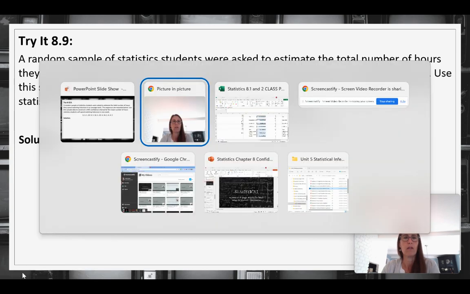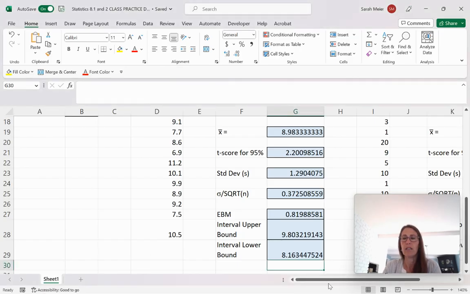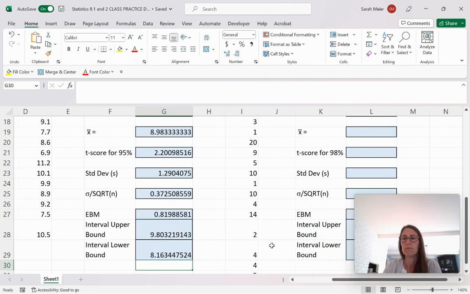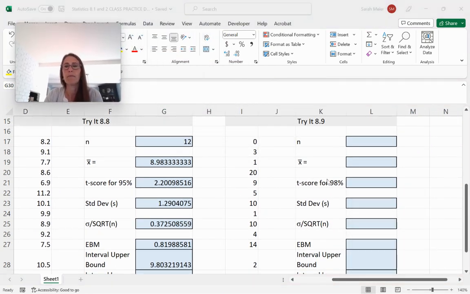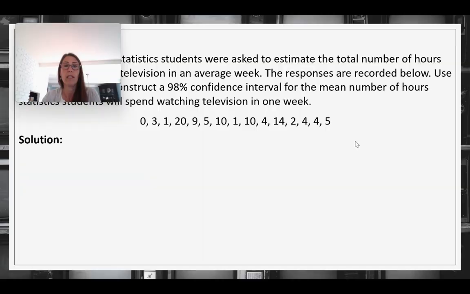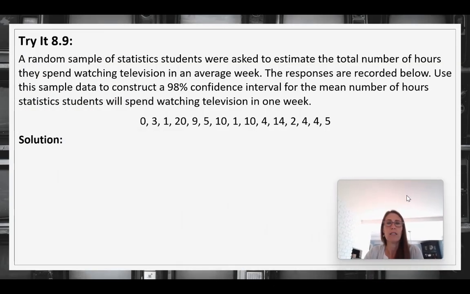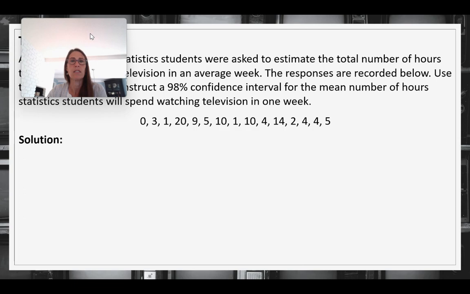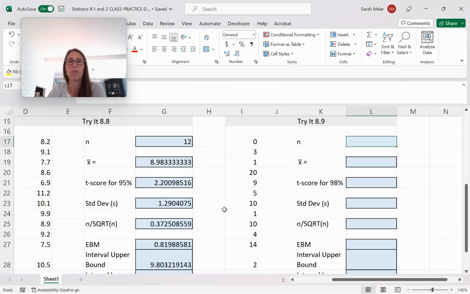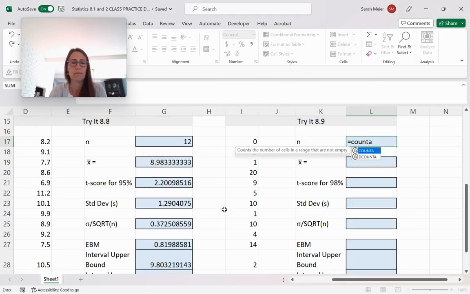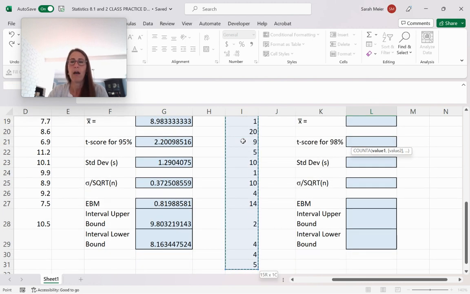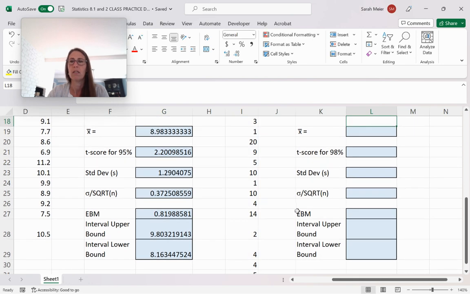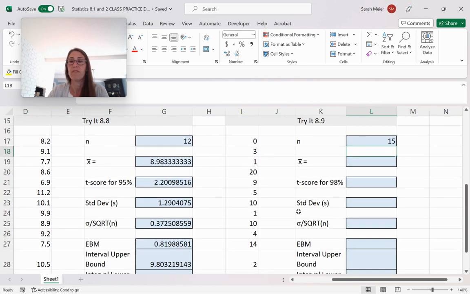So go back to Excel. We have the data in here. For N, again, we might know how many students we've sampled, or we can use that count formula again. Does it tell us here? It doesn't tell us how big our sample size is. So I'm going to use the COUNTA function. It's going to tell me how many individuals I have in that sample, 15.